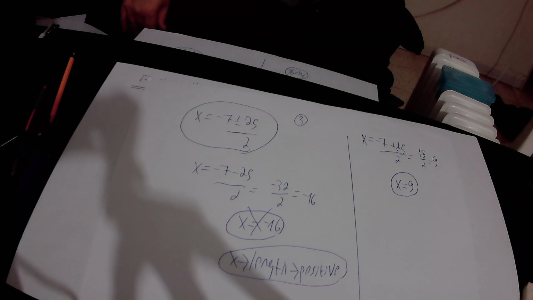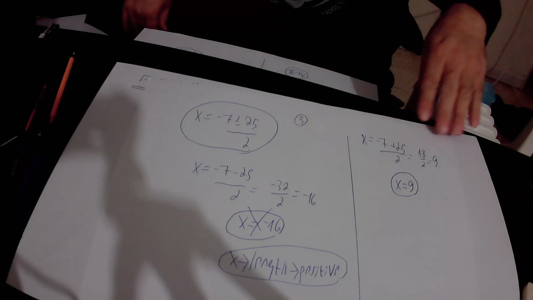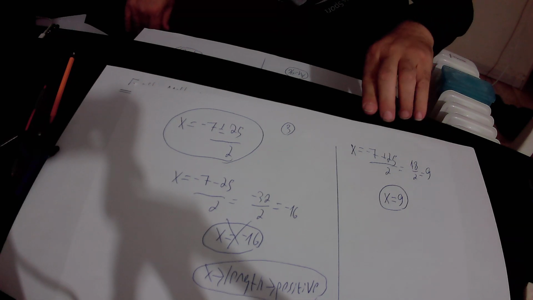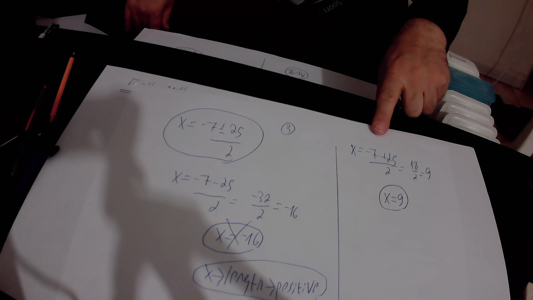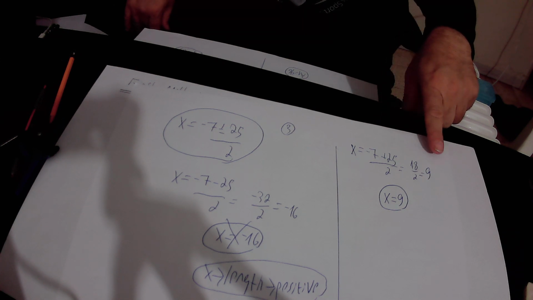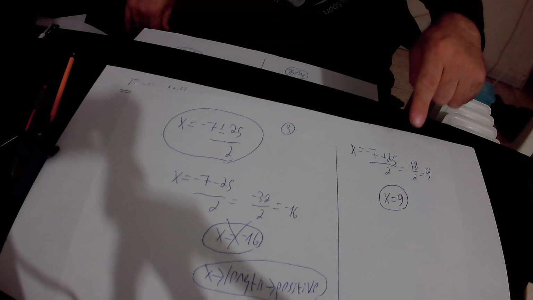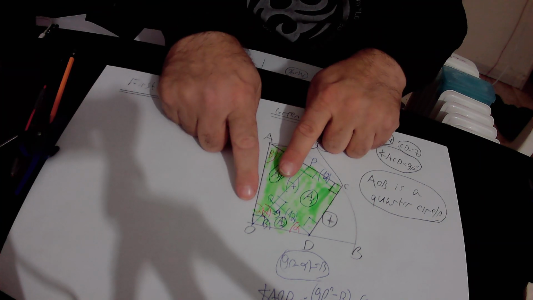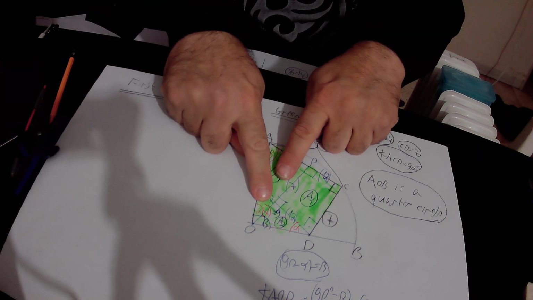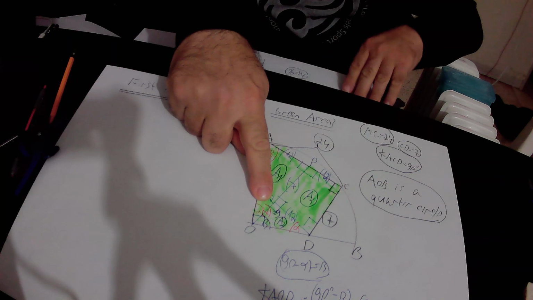But because x is a length, and a length must be a positive number, we cancel this solution for x, which is a negative number. And we are left with only the second possible solution for x: x equals minus 7 plus 25 over 2. 25 minus 7 is 18, and 18 over 2 is 9. So in conclusion, we found out that x equals 9. The length of QO, that is x, is equal to 9 units.